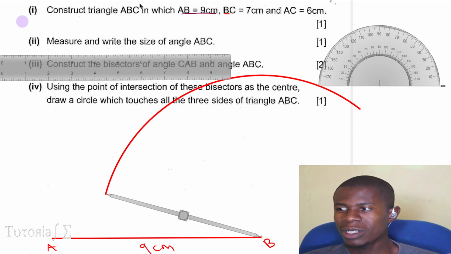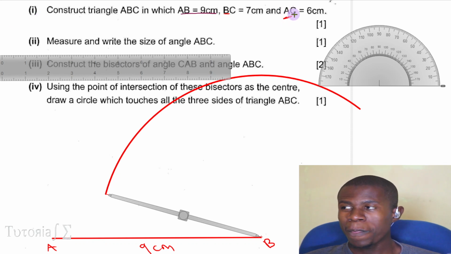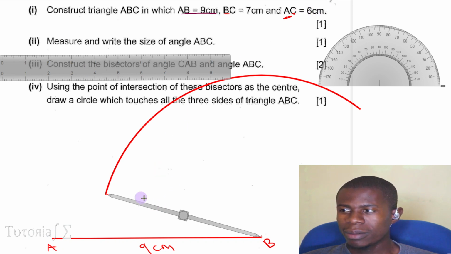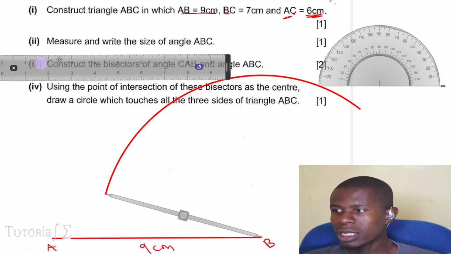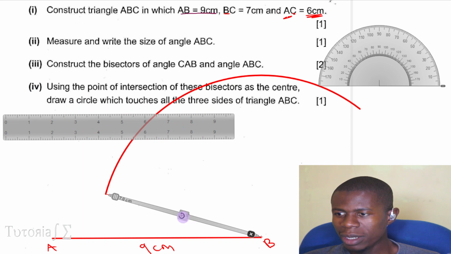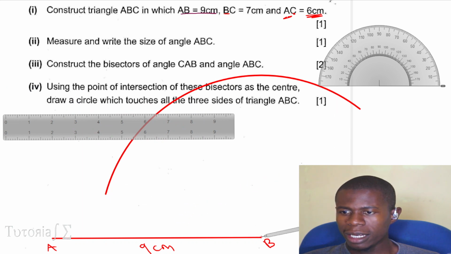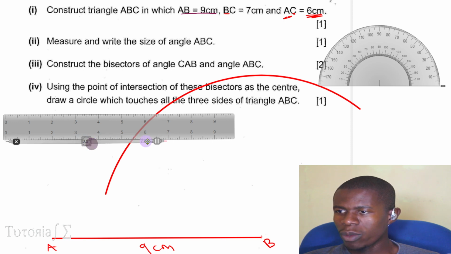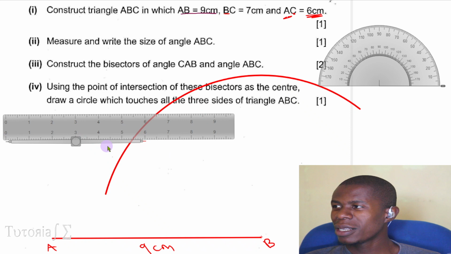So again, same principle: A is denoting where we're starting from, and the second letter is denoting where we're ending. So A to C, again we'll get our compass. We measure 6 centimeters since AC is 6 centimeters. So let's get our ruler and our compass. Just put it like that. Okay, so we measure 6 centimeters. So we put on zero there. Then we measure 6 centimeters, which is about right there. Okay, so that is 6 centimeters.